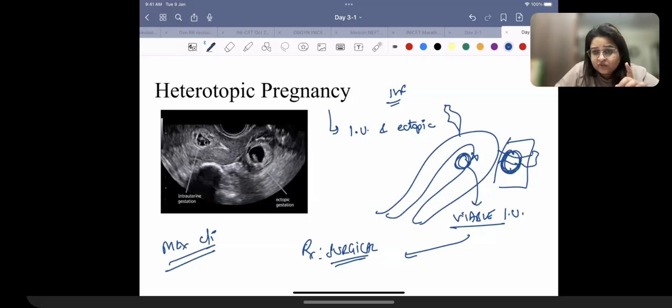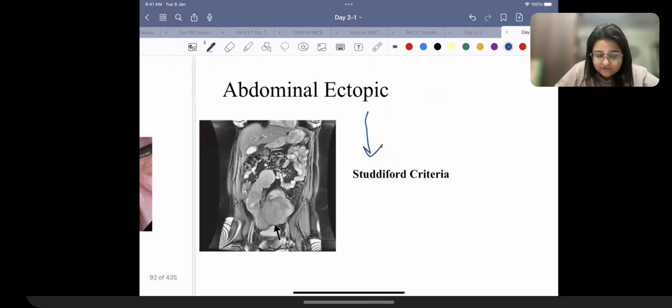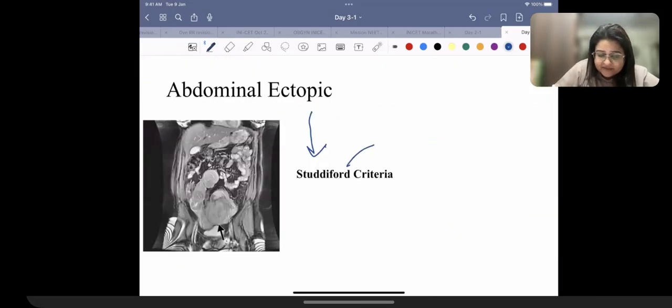Now coming back to Dhanush's question, the abdominal pregnancy criteria. Surgical means, if it's an unruptured ectopic, salpingostomy or salpingectomy. You can't allow medical management in a heterotopic pregnancy. So Study Ford criteria is for a primary abdominal pregnancy.